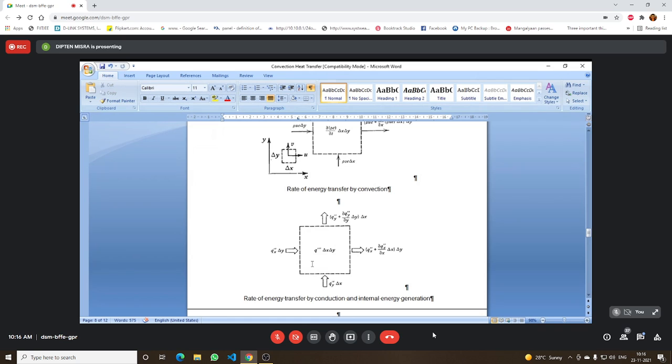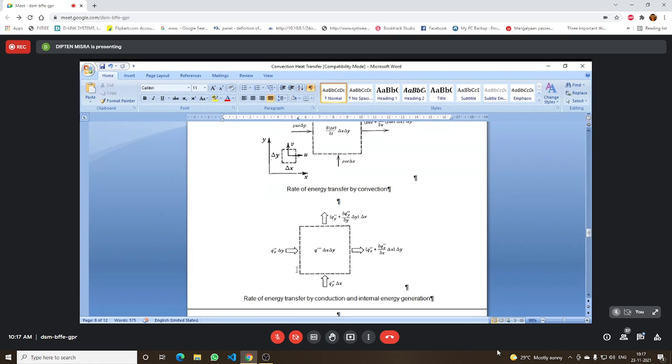considering the total volume of the control volume, whereas Q triple prime indicates the rate of heat generation per unit volume of the body we are considering. This is the rate of heat generation per unit volume given by watt per meter cube. Multiply that with the volume, that is delta x delta y into 1, which is meter cube, the volume.